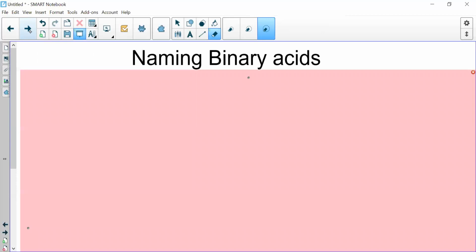So naming binary acids. Before I show this, I want you to think about HCl. You know how to name that one. You've probably been naming that one for years. What is HCl? Hydrochloric acid. Use that as your template.